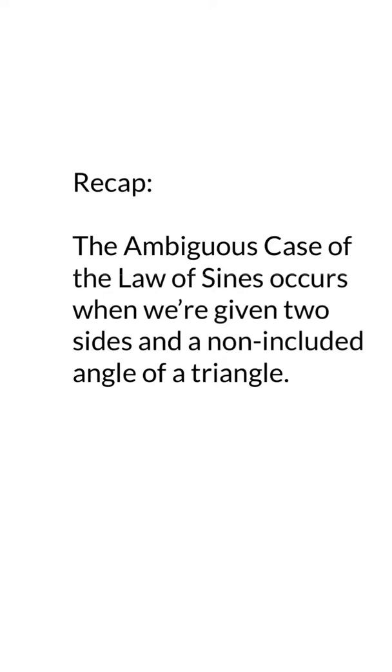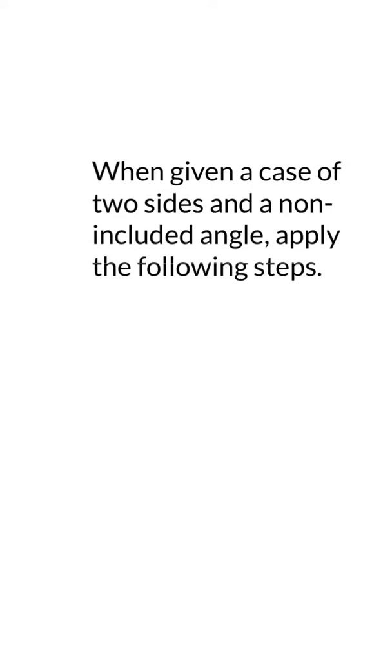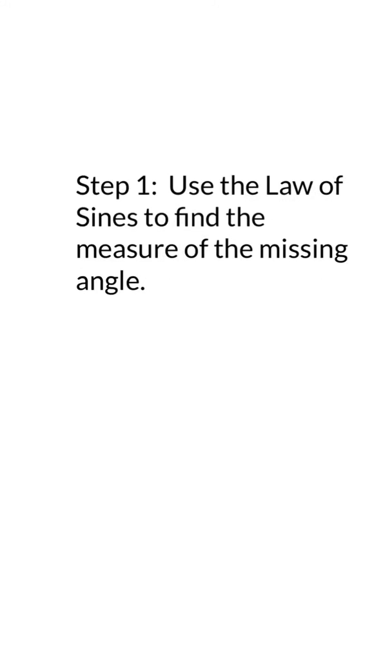I know the print was really small just now, so I'm just going to recap everything that I just stated. The ambiguous case of the law of sines occurs when we're given two sides and a non-included angle of a triangle. When given such a case, apply the following steps. Step 1. Use the law of sines to find the measure of the missing angle. Remember that when we did that, we got that the angle at A is 23.6 degrees.